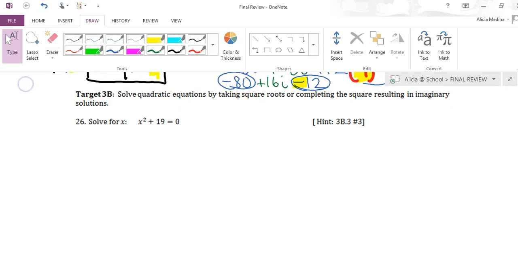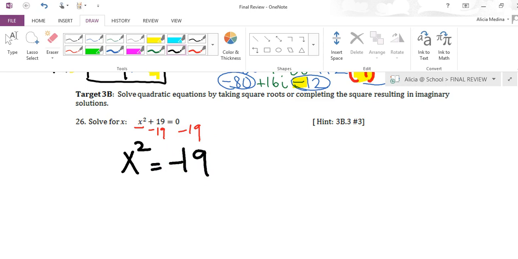All right, target 3B, we want to solve for x. So again, we are trying to isolate the x value. This is whatever's being squared, so I have to get rid of that 19. The opposite of adding 19 is subtracting 19 over to the other side. That's going to give me x squared is going to equal a -19.